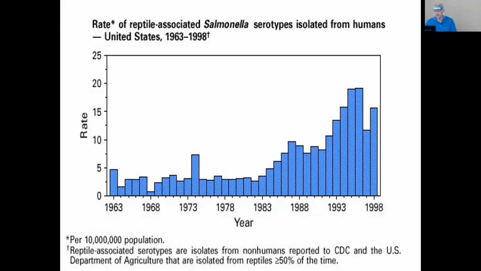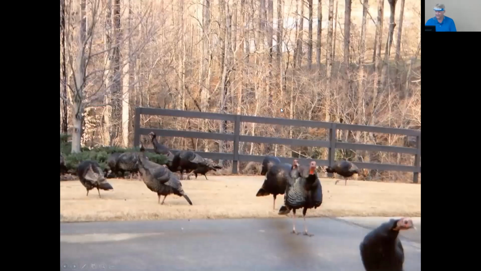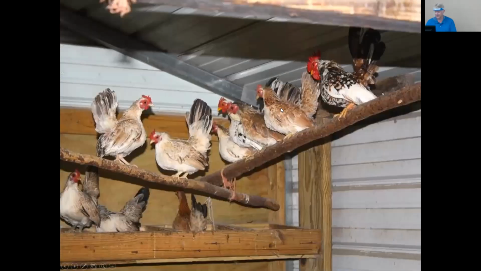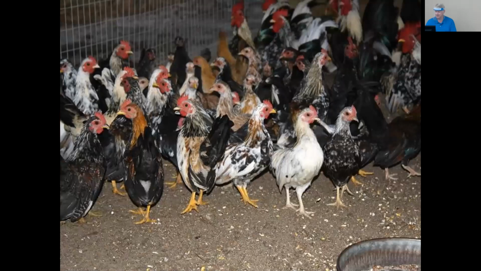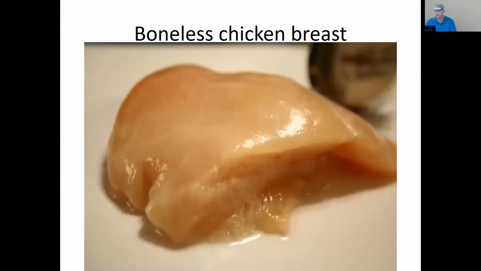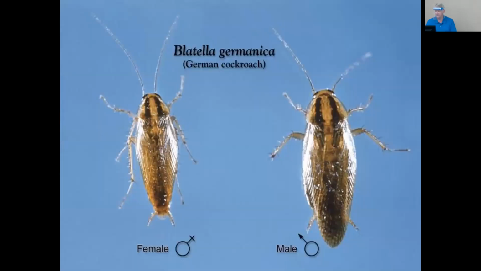So here what you're seeing is the rate of reptile-associated Salmonella in humans. I guess back in the 80s, we decided it was okay to get some animals and bring them to the house. See it increasing. There's turkeys, chickens, more chickens, chicken breast bought at Kroger, Walmart, Aldi. And this is one of those great carriers of it, the cockroach.